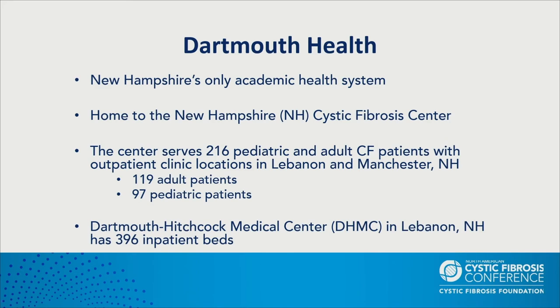A little bit more about the institution where the study was conducted. So Dartmouth Health is New Hampshire's only academic health system, and it's home to the New Hampshire Cystic Fibrosis Center. The center currently serves 216 pediatric and adult CF patients through two different outpatient clinic locations, one in Lebanon, New Hampshire, and one in Manchester, New Hampshire. So currently there are 119 adult patients and 97 pediatric patients being seen.